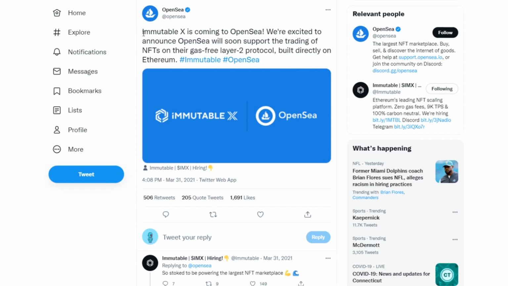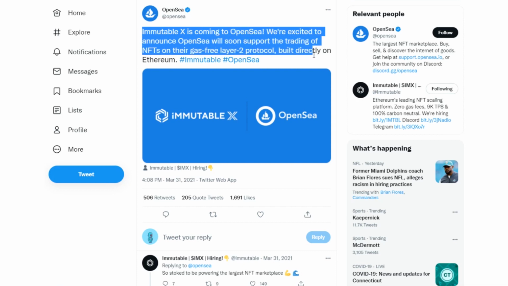OpenSea. This was about last year in March. IMX is coming to OpenSea. We're excited to announce OpenSea will soon support the trading of NFTs on their gas-free Layer 2 protocol built directly on Ethereum. This is the catalyst, I think, for IMX.